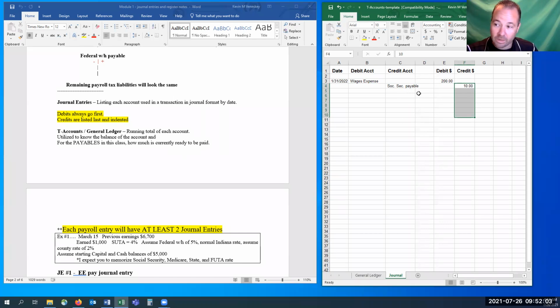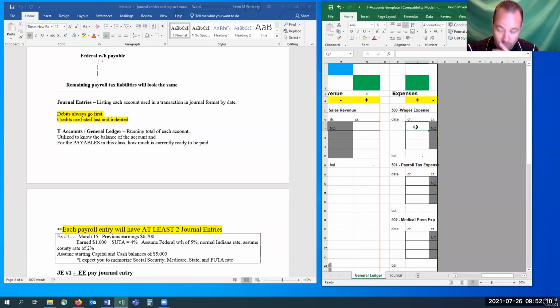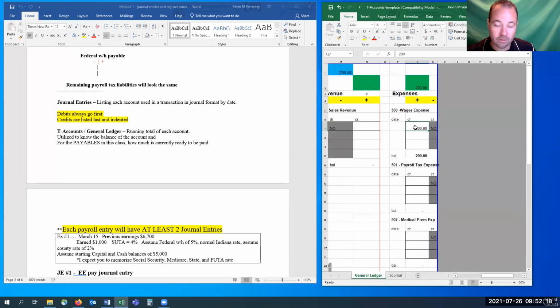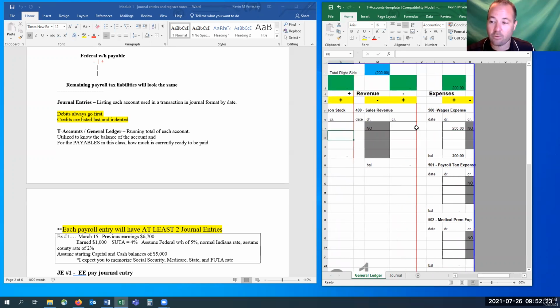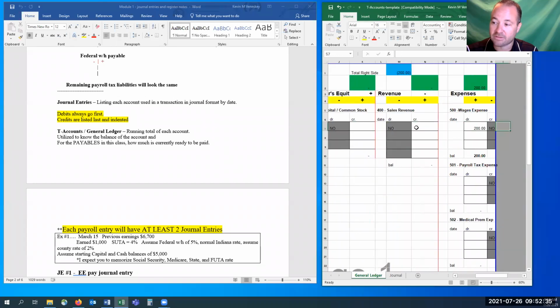And then whenever we're done journalizing them, we put their numbers over here. So like the wage expense, I would say we had $200 from that journal entry, was 200 on the debit side. So I would put 200 here on the debit because it's the left. And then I would have come over and put in that it was $10 in Social Security payable. And that's how we would start doing the journal entries and T accounts. They go together. So once you do one, the T accounts should be fairly easy.